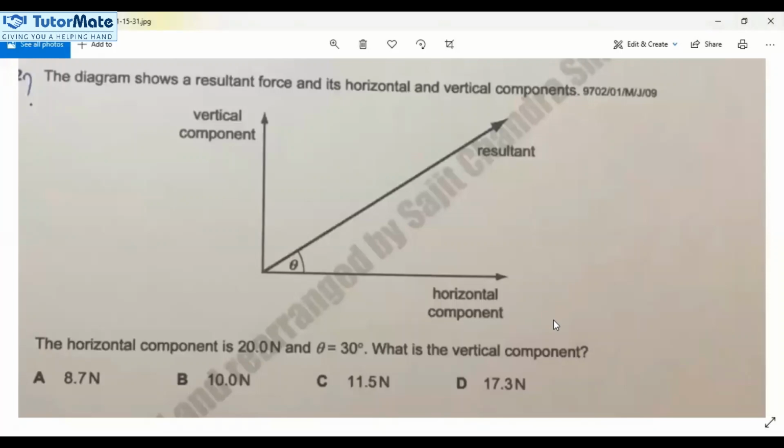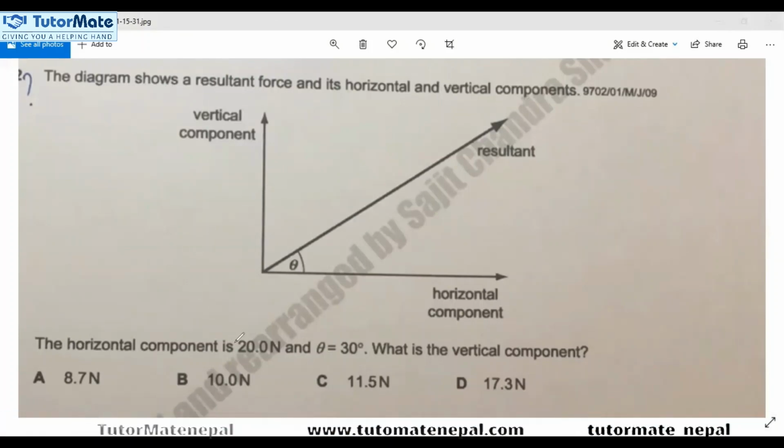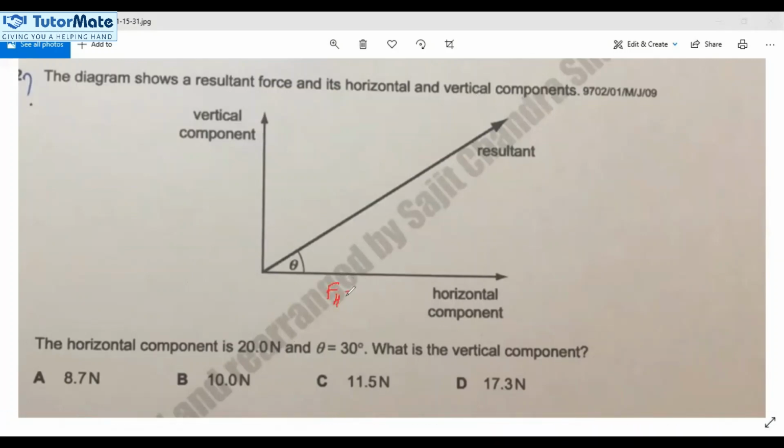Now let's do this question. The diagram shows a resultant force and its horizontal and vertical components. The horizontal component is 20 Newton. You can name it any variable. I write 20 Newton as Fh because this is the force and the horizontal component. So F stands for force and H is the horizontal component. Now the theta is 30 degrees, and the question is asking about the vertical component.